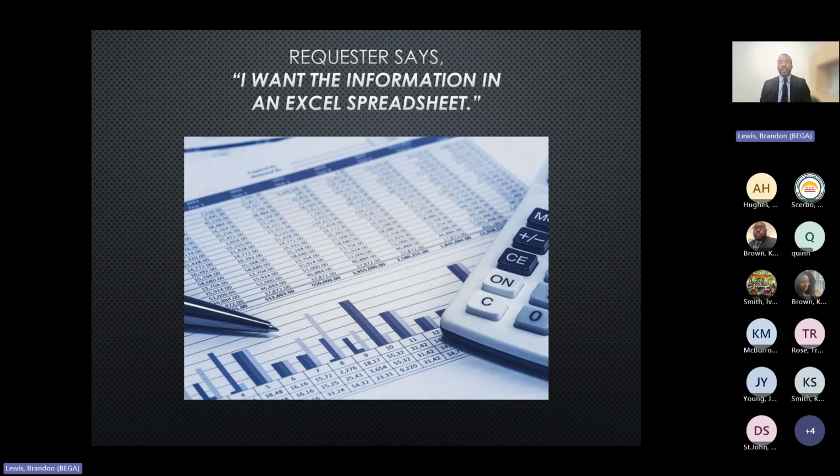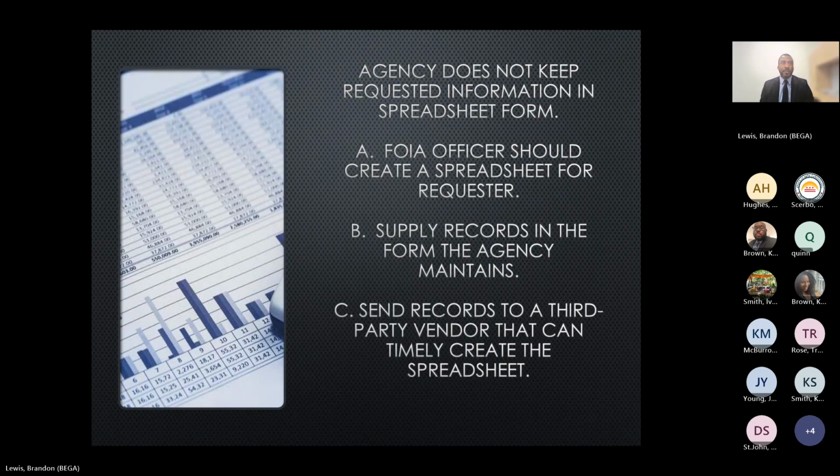Okay, what if a requester says, I want the information in an Excel spreadsheet? The agency does not keep requested information in spreadsheet form. So should the FOIA officer A, create a spreadsheet for the requester, B, supply records in the form the agency maintains, or C, send records to a third-party vendor that can timely create the spreadsheet?